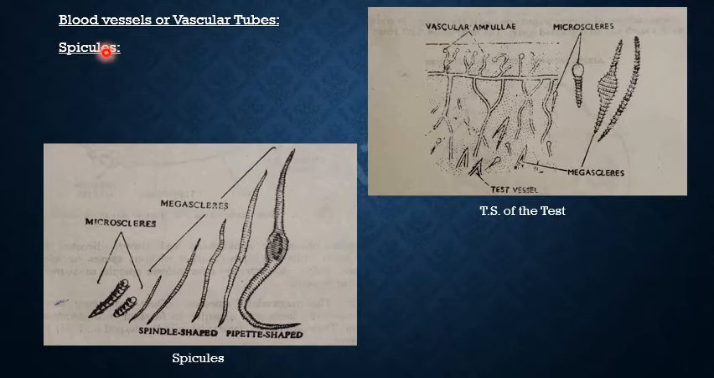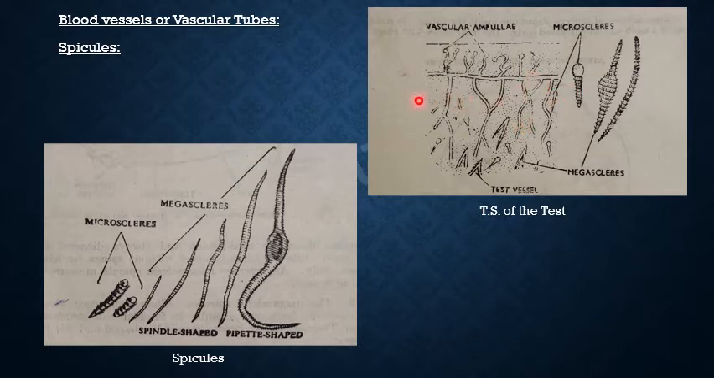So there are 4 important things which are embedded in the matrix, and when we cut the TS of the test we can see all these structures. So here is the diagram of TS of test. Now these dotted parts, they are all representing the matrix of the test. These tube-like structures are the blood vessels, or you can call them vascular tubes.